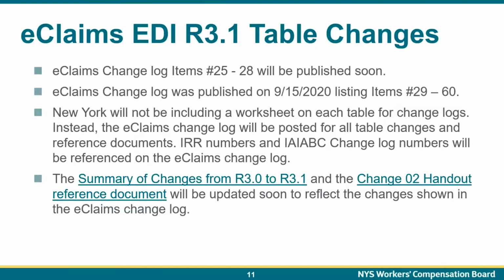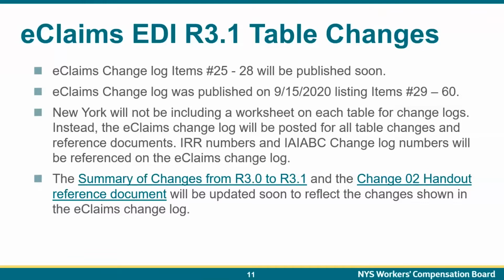Those are the 3 reference documents that we use, the Summary of Change Document 3.0 to 3.1, the Change 02 handout, and also the implementation guide. Since they're not IAIABC table changes and we couldn't get them published right away, we wanted to get these table changes out to you as soon as possible so you could make coding changes, but the reference documents will follow just to confirm all of the table changes we're making.